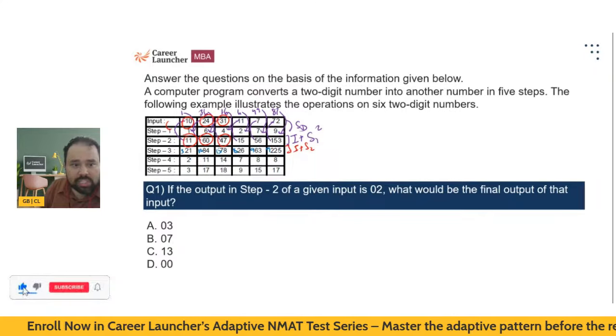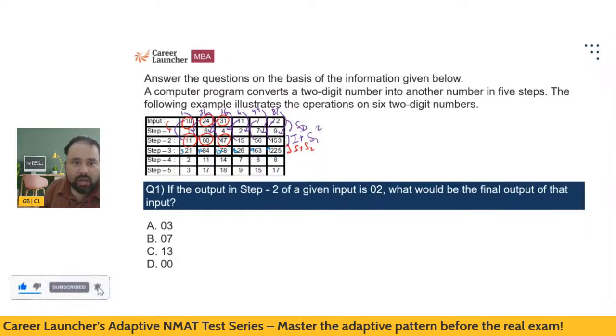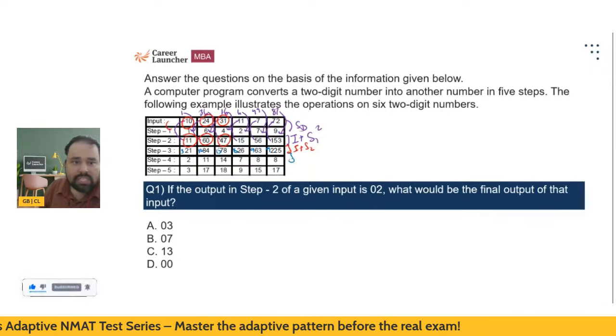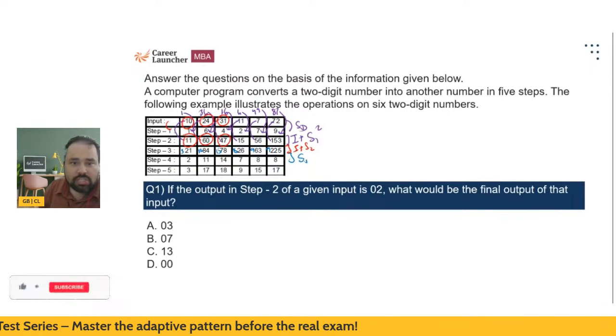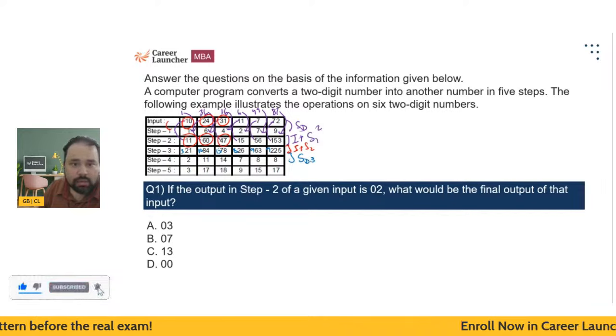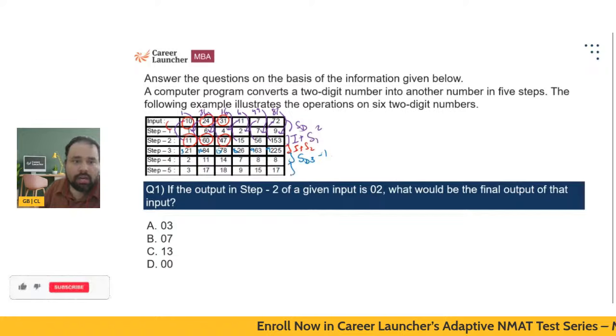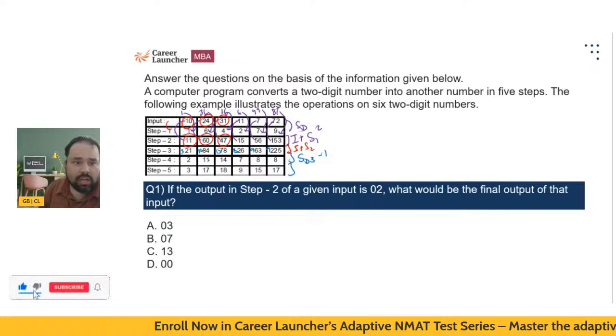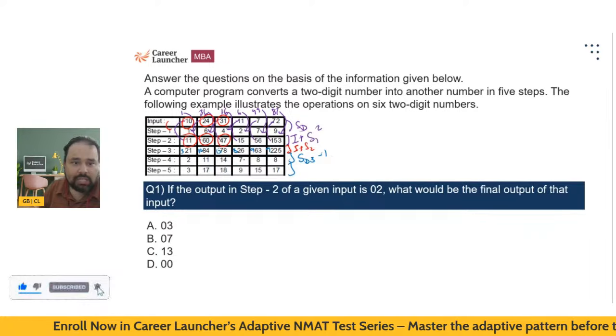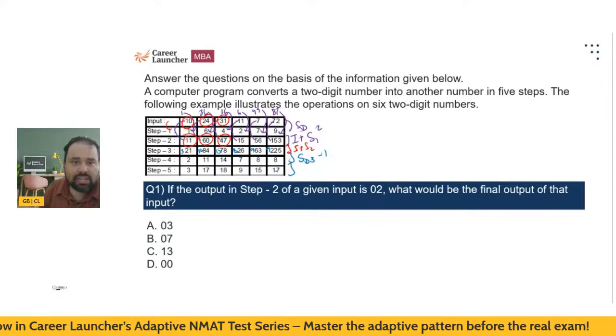ये देखो, this is 3 minus 1, 12 minus 1, 15 minus 1. So it is basically sum of digits of step 3 minus 1. Sum of digits of step 3 minus 1. फिर last step 2 3 11 17 14 18 7 9 8 15 8 17.